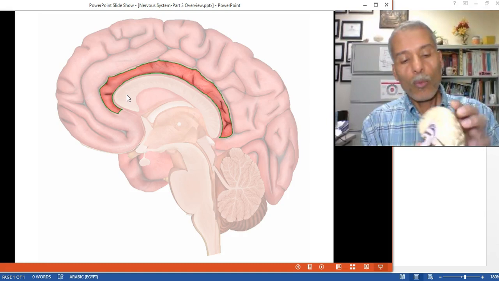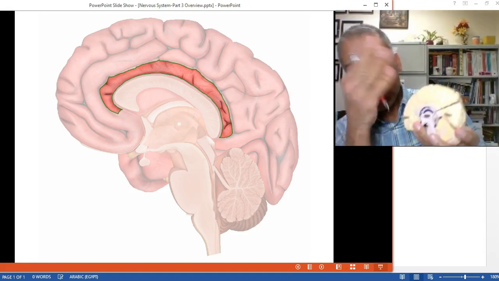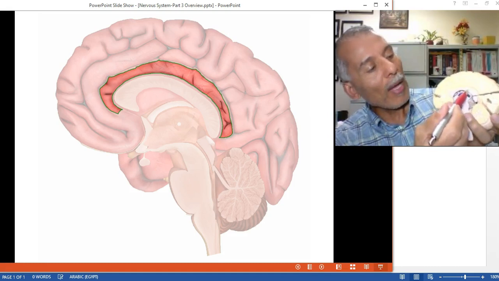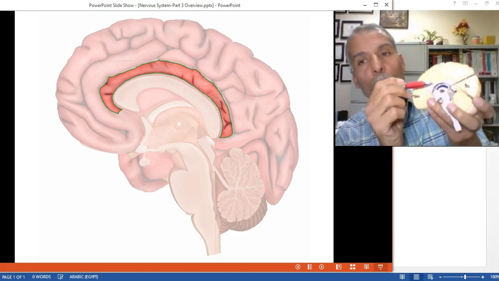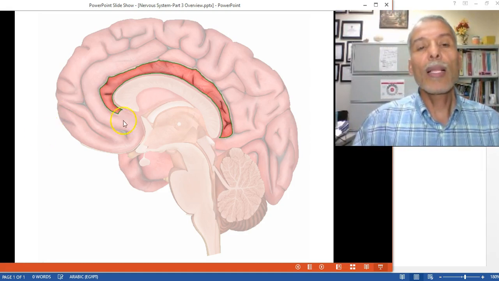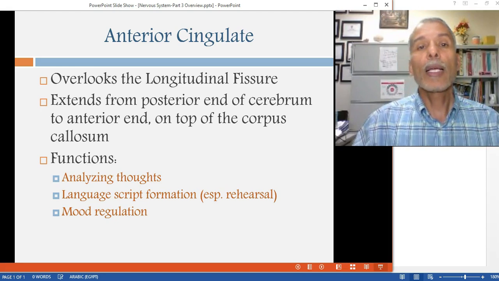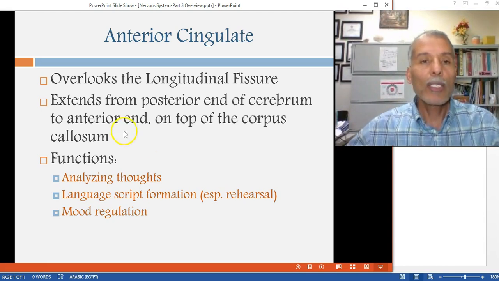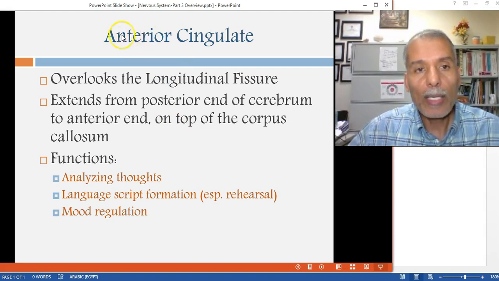And you can see it when you open the two hemispheres. You don't have to cut or anything. This is just exposed. And then beneath that, immediately you can see the corpus callosum. I highlighted the anterior cingulate simply because it plays a critical role in motor planning, in language processing, language motor activities, and so on. But generally, please take the word anterior out.